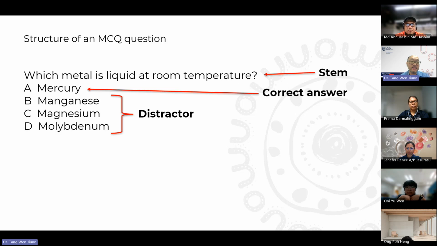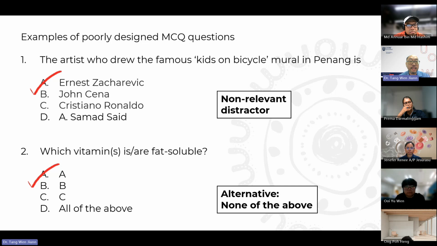So let's look at the structure of MCQ questions. We have the stem, which is the question. And then we have one correct answer, and the rest are distractors. This is the body of an MCQ question. It looks simple. Let's look at some poorly designed MCQ questions.